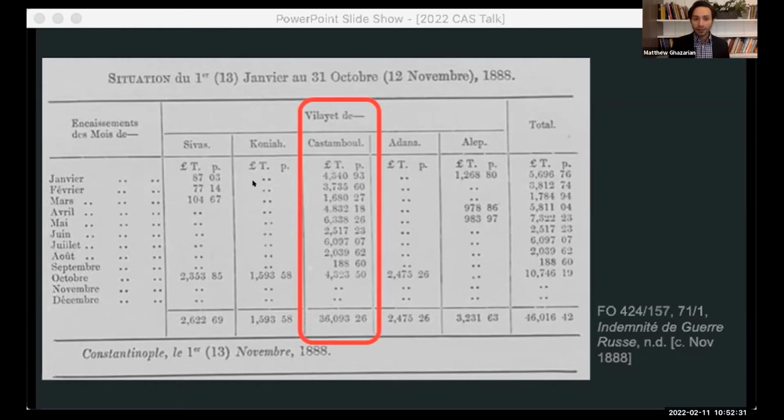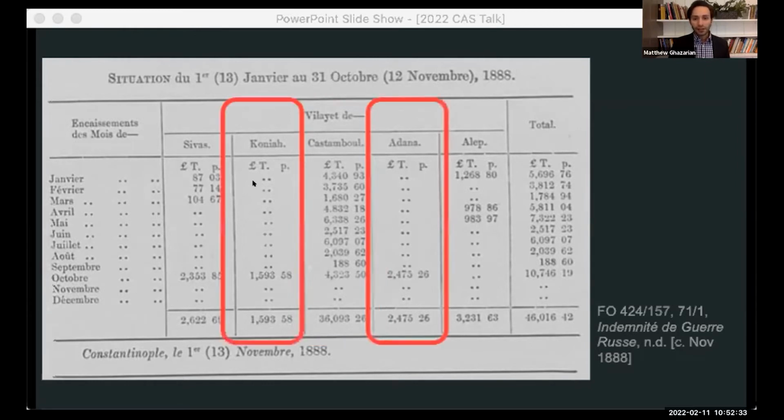of the war indemnity. And we can also see that Konya and Adana, which I mentioned were actually in the heart of the famine zone, also began in this famine year of 1888 to make some contribution to the foreign debt obligation. Here, one of the early harvests, just as the famine was passing, was skimmed in order to be paying these Russian war indemnity payments.